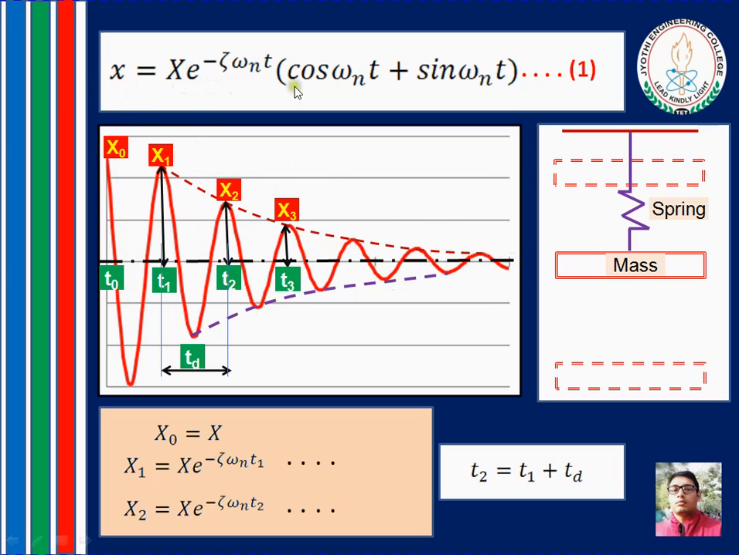The governing equation is shown in 1. Now, to get the displacement or the amplitude at any time t, just substitute t equal to t1 in the governing equation. Similarly, x2, that is the amplitude of the vibratory motion at a time t2, simply substitute t equal to t2 in this equation. Now, t2 is nothing but t1 plus td, where td is the time taken for one complete damped oscillation.